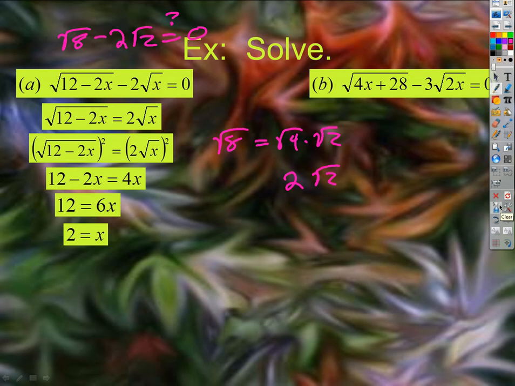And even with a non-graphing calculator, how could we check that with the calculator? Plug it in. Just see if the square root of 8 minus 2 times the square root of 2 does equal 0, and it does. Okay?